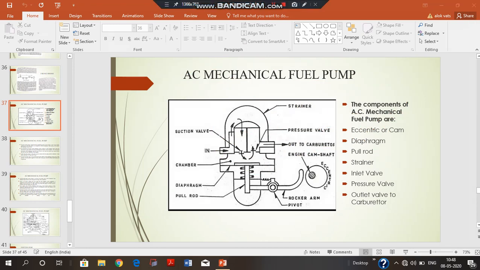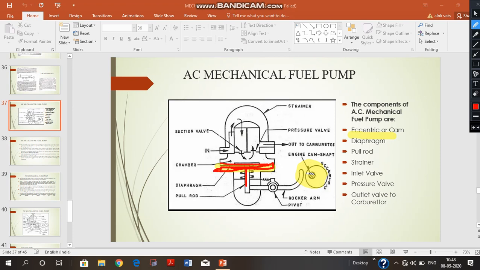So far we have discussed why the mechanical fuel pump is used and the reasons for using it. Now we have to know its essential parts. This is the eccentric or the cam, and this is the diaphragm. This portion is the diaphragm, and it is the most important part of this instrument. This is the pull rod, and this is a spring.